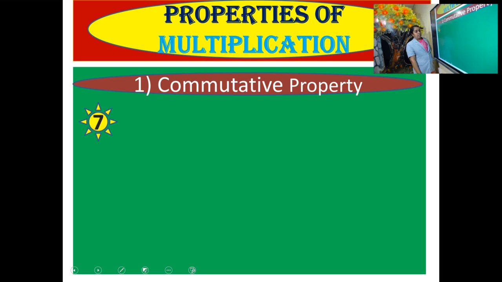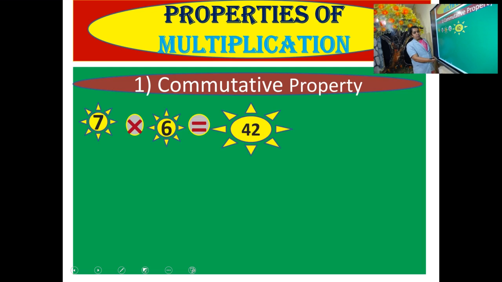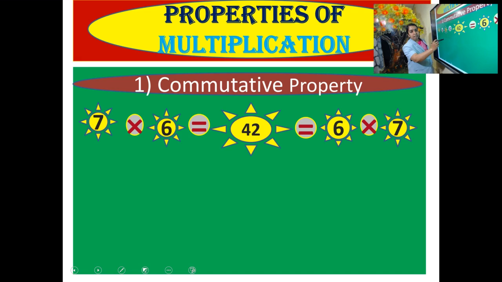That means 7 6s are 42, the same as 6 7s are 42. You are getting the answer 42. That means order does not change the product. The commutative property means the order of the numbers in multiplication does not change the product.